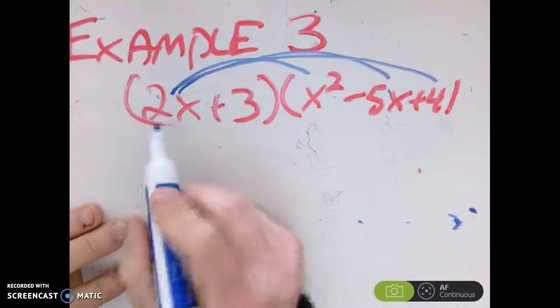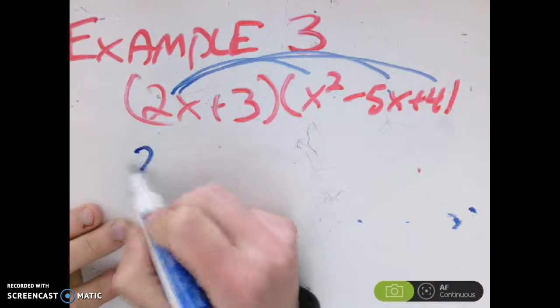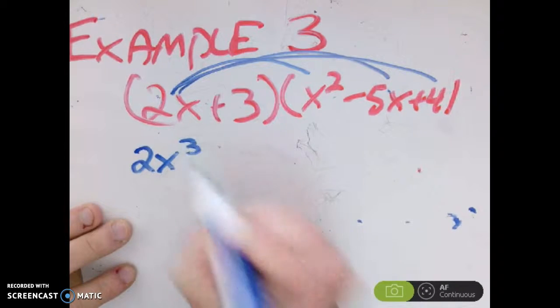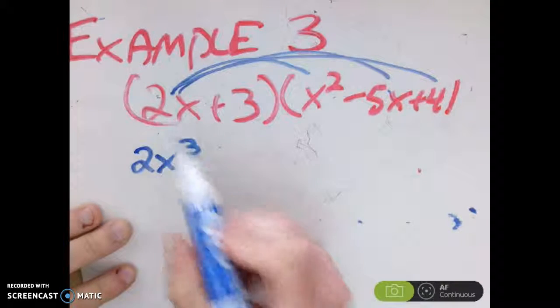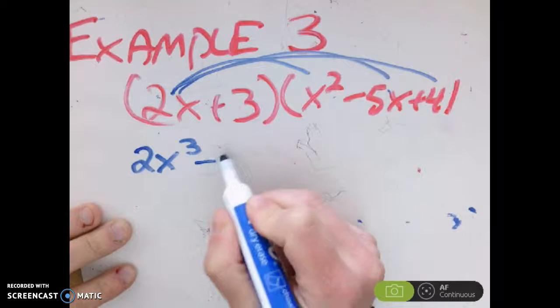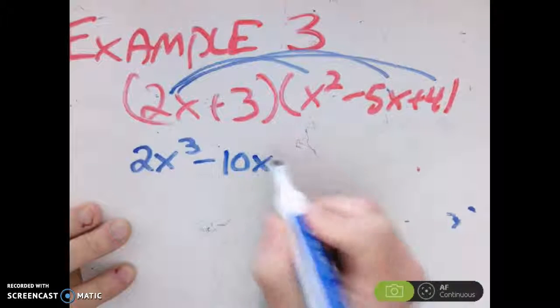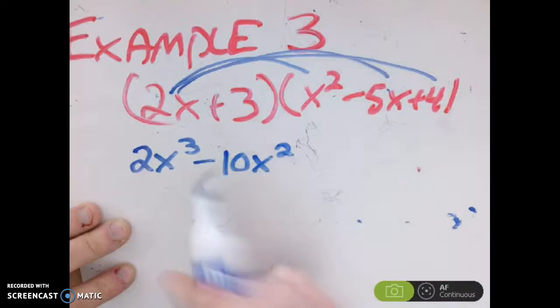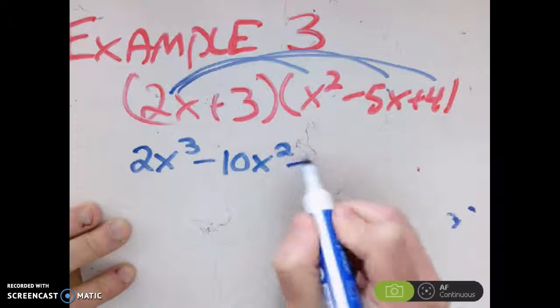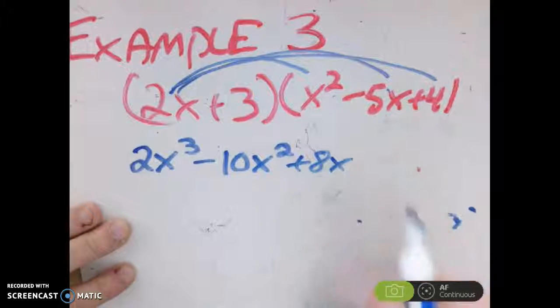So 2x times x squared is 2x, and remember the exponents add, so it becomes to the third power. And then 2x times negative 5x is minus 10x. And once again, the exponents add, so it's x squared. And then we have 2x times 4, so that's plus 8x.